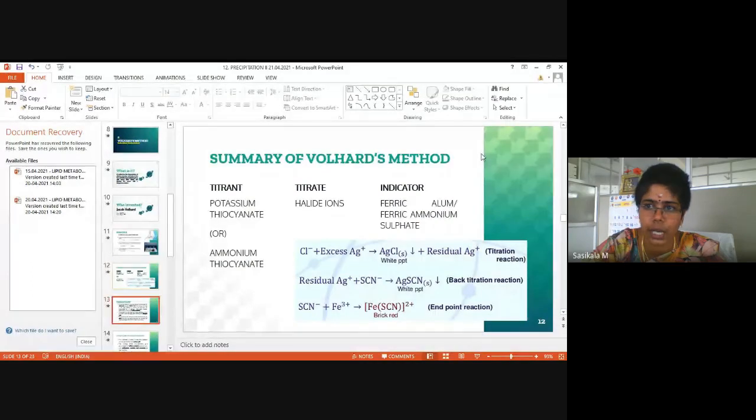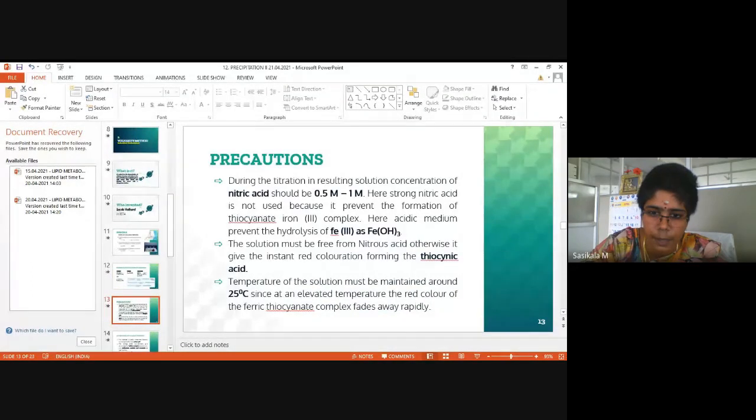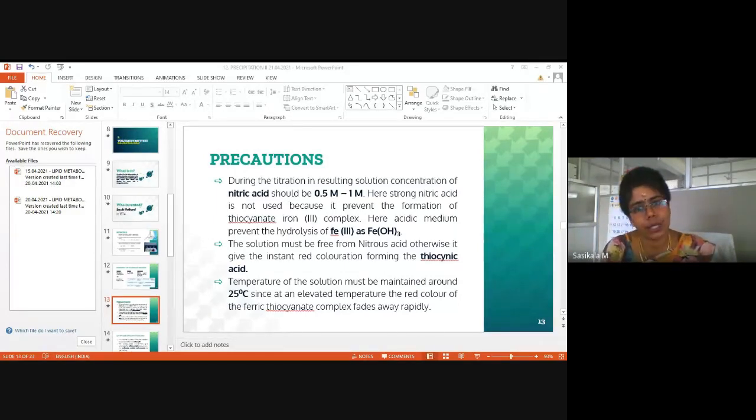Regarding Volhard's method, can anyone summarize this? Can anyone summarize Volhard's reaction? It is very important. Volhard's and modified Volhard's method, definitely you will get in the exam. Any one method you will be getting. Volhard's method is very important. You will be performing it in the practicals also. So can any one of you summarize the procedure we have discussed till now for Volhard's method?